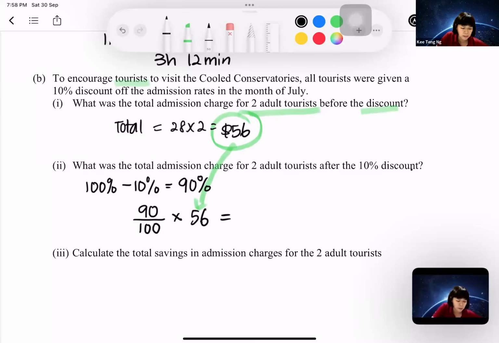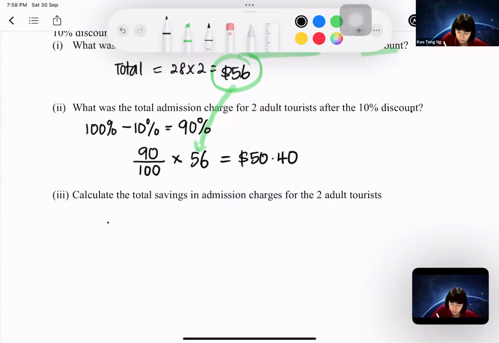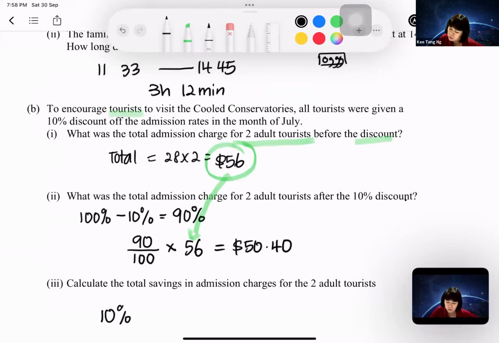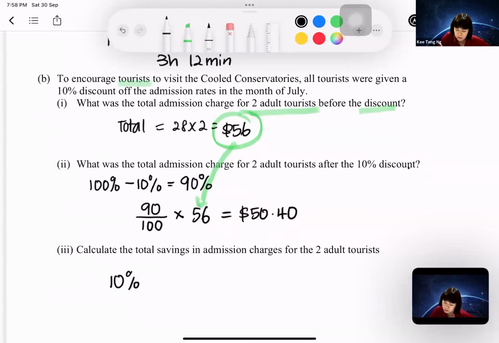And that gives me money, dollars and cents, $50.40. Is this okay? Next one, calculate the total savings in admission charges for 2 adult tourists. The total savings will be 10%, no? Right? Was there any other thing? Yeah. So total savings is the 10%.